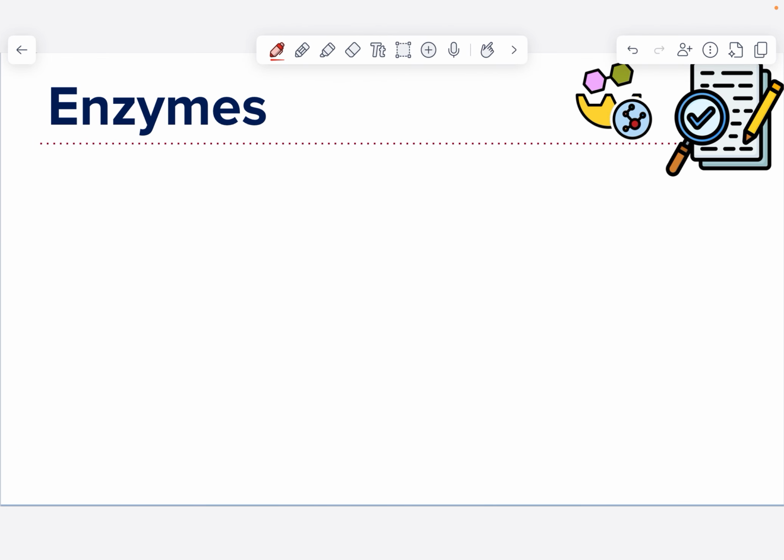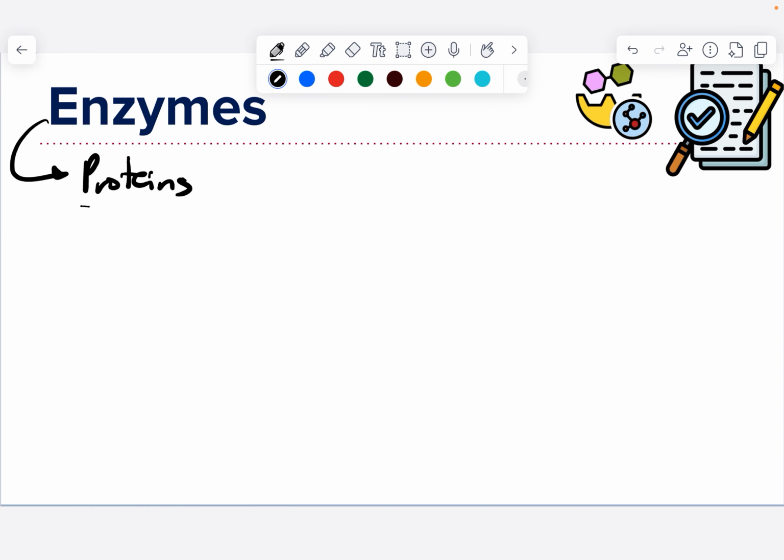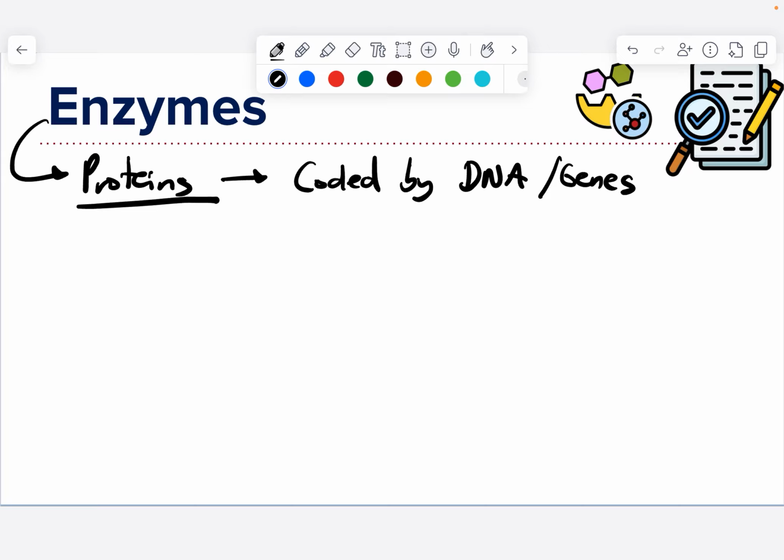So then focusing on enzymes, just a couple of key words to talk about in relation to enzymes. First of all, enzymes are proteins. And as a result of being proteins, all enzymes are coded by your DNA or your genes. In addition, all enzymes are biological catalysts.